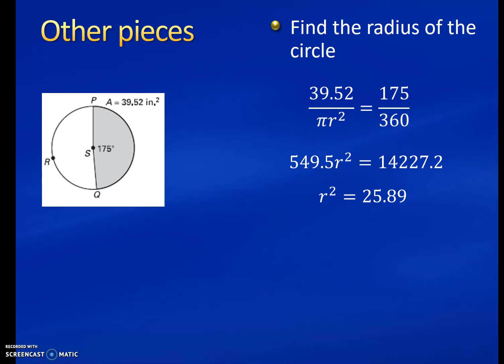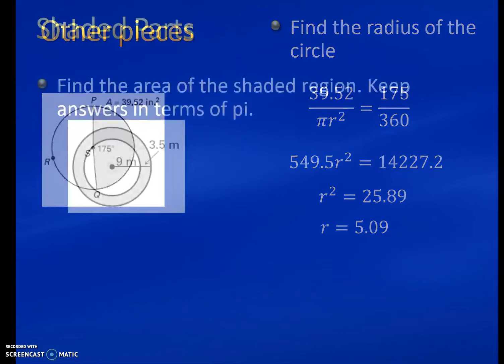Now this represents radius squared, so we have to find the radius. The opposite of squaring something is the square root. So we're going to take the square root of both sides, and I find my radius is about 5.09. Again, that's going to be represented as inches. So if I wanted to do anything else, like find the circumference from here, then I would take my radius and use 2 pi r. Okay, so we can find a lot of things given some pieces.